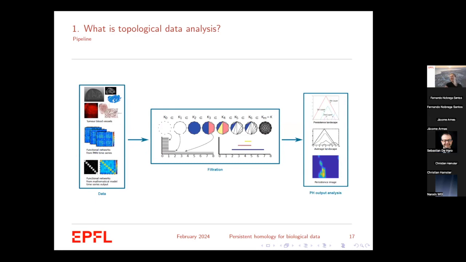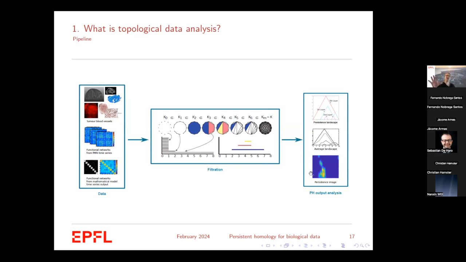So the general pipeline for persistent homology is we have some type of data. We have, for example, tumor blood vessels, but we can also have the output from experimental time series from neuroscience, which we can then use to build a functional network, or we can use the output from mathematical models. And then the key is really to find a filtration which captures the properties that we're interested in this data.